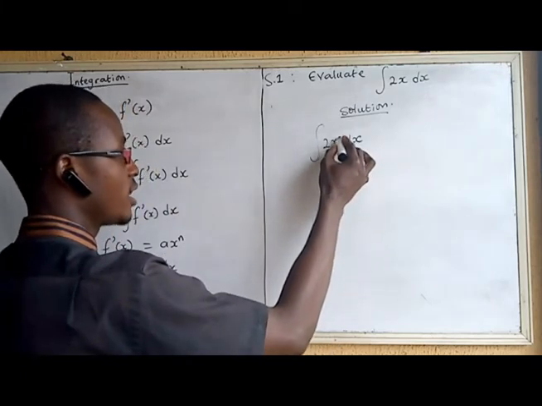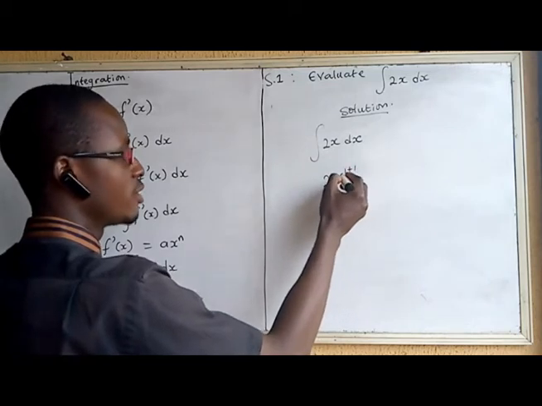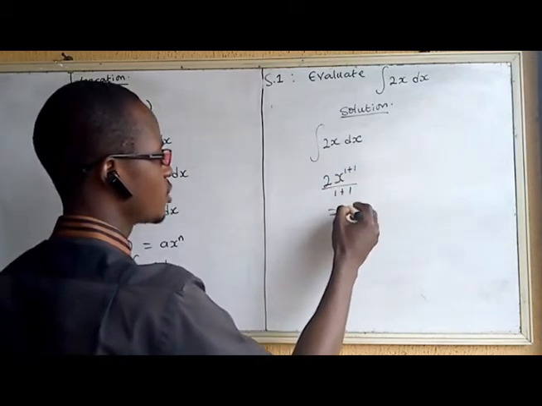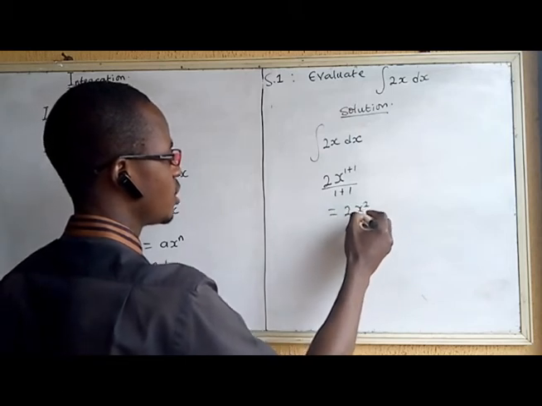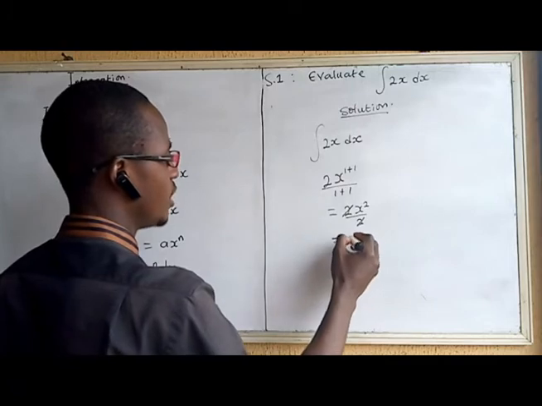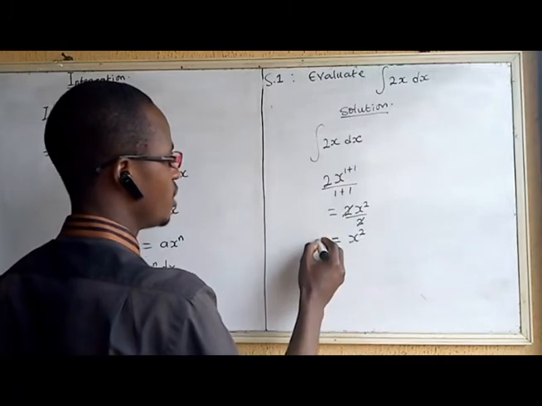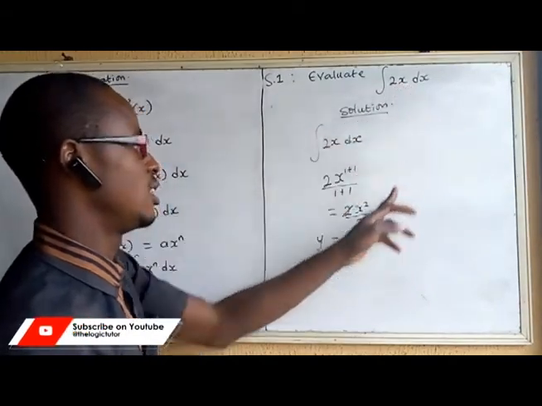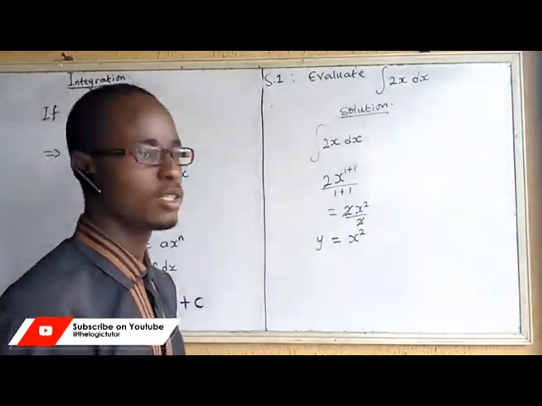The power of x is 1 initially. Then we increase it by 1, all over 1 plus 1. Which eventually gives us 2x squared over 2. Then 2 goes with 2, and the integral becomes x squared. So the original function whose derivative is 2x is y equals x squared.